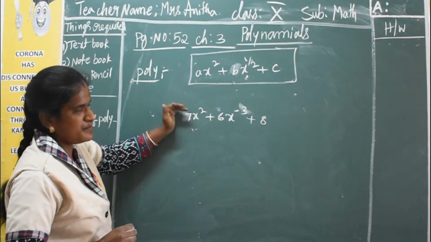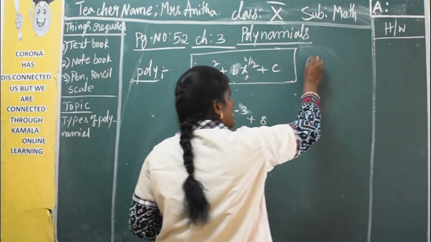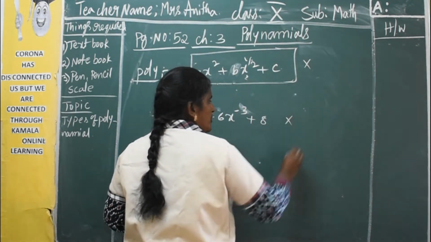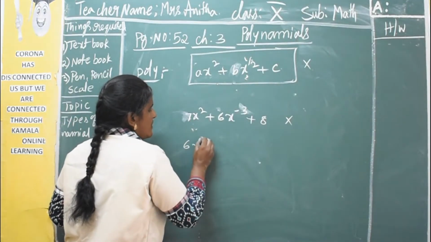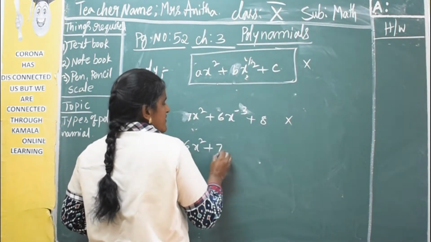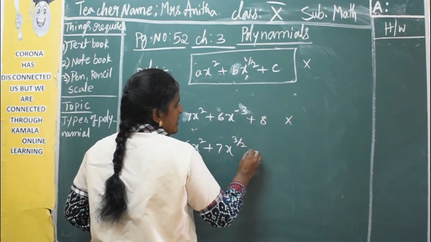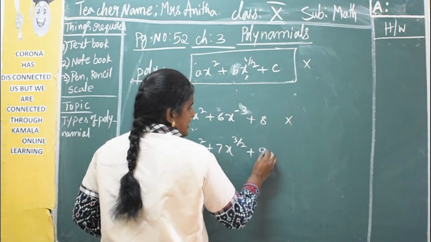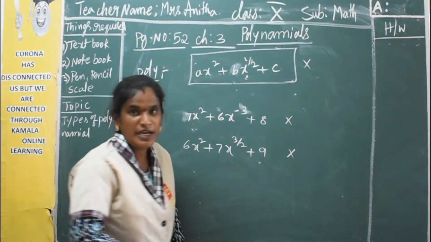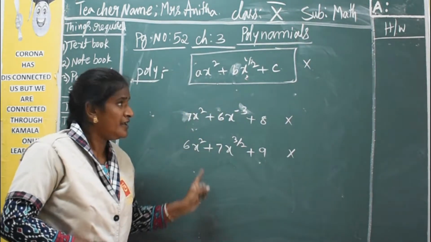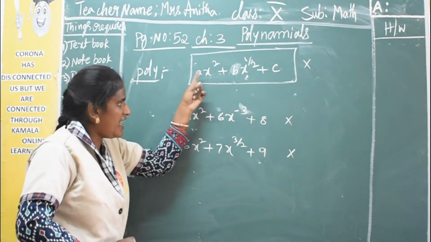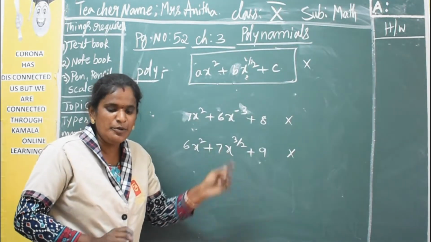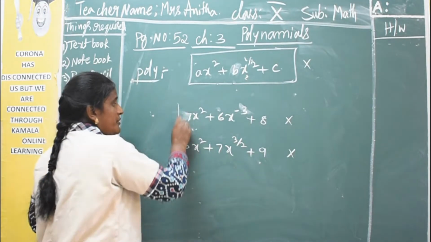So in this you have to observe, this is not a polynomial, this is also not a polynomial. And one more example, 6x square plus 7x power 3 by 2 plus 9. This is also not a polynomial. Why are they not polynomials? They are algebraic expressions, but they are not polynomials.